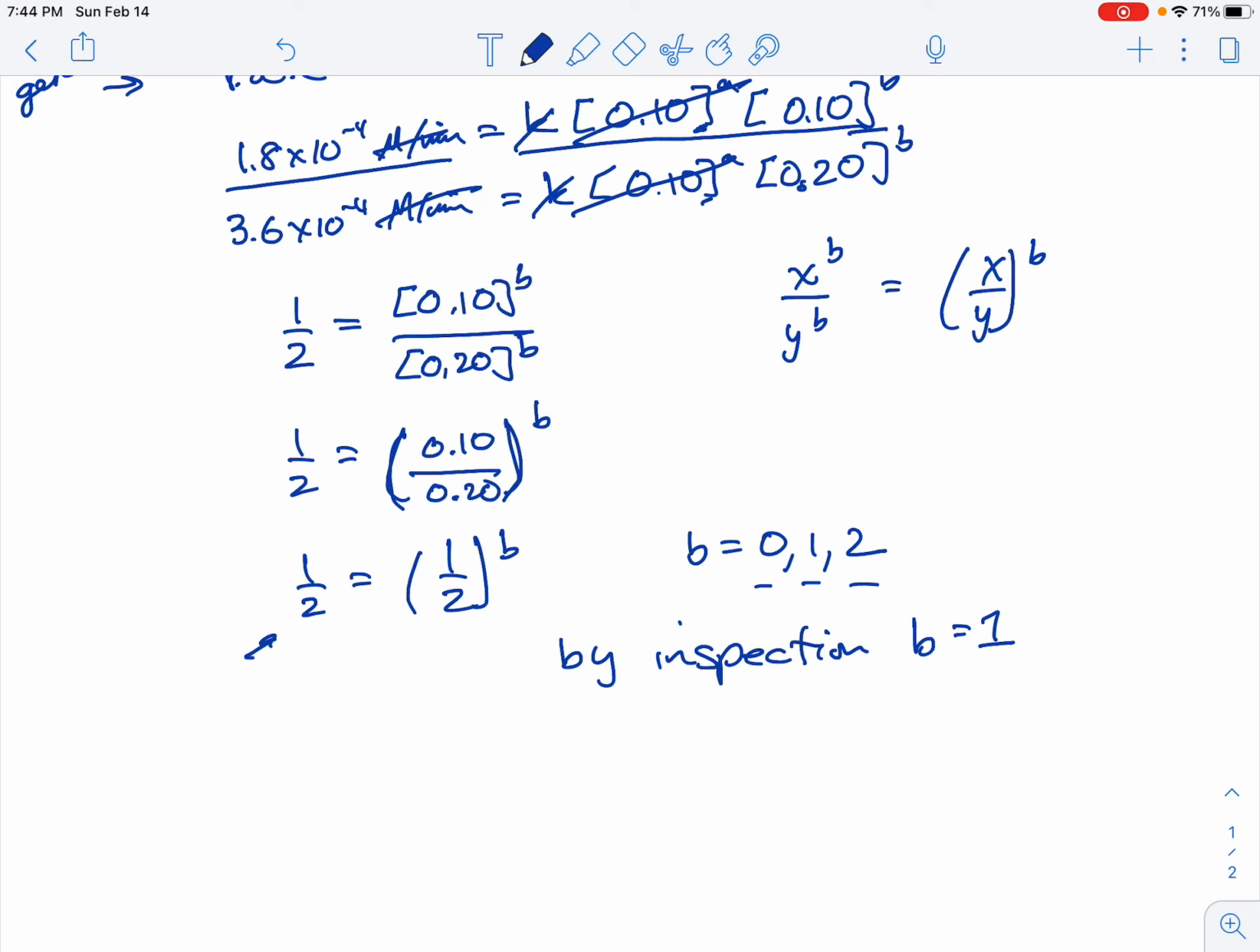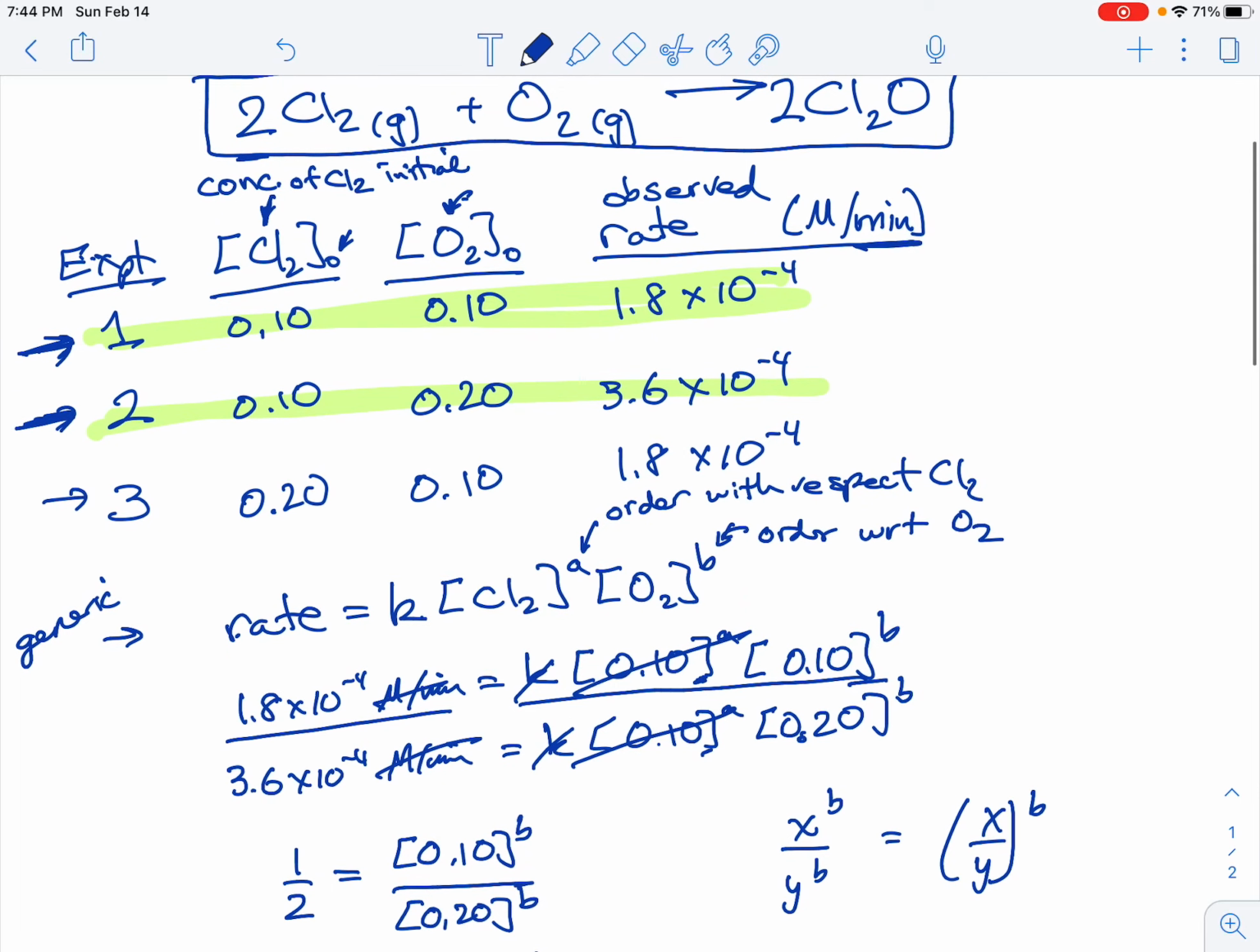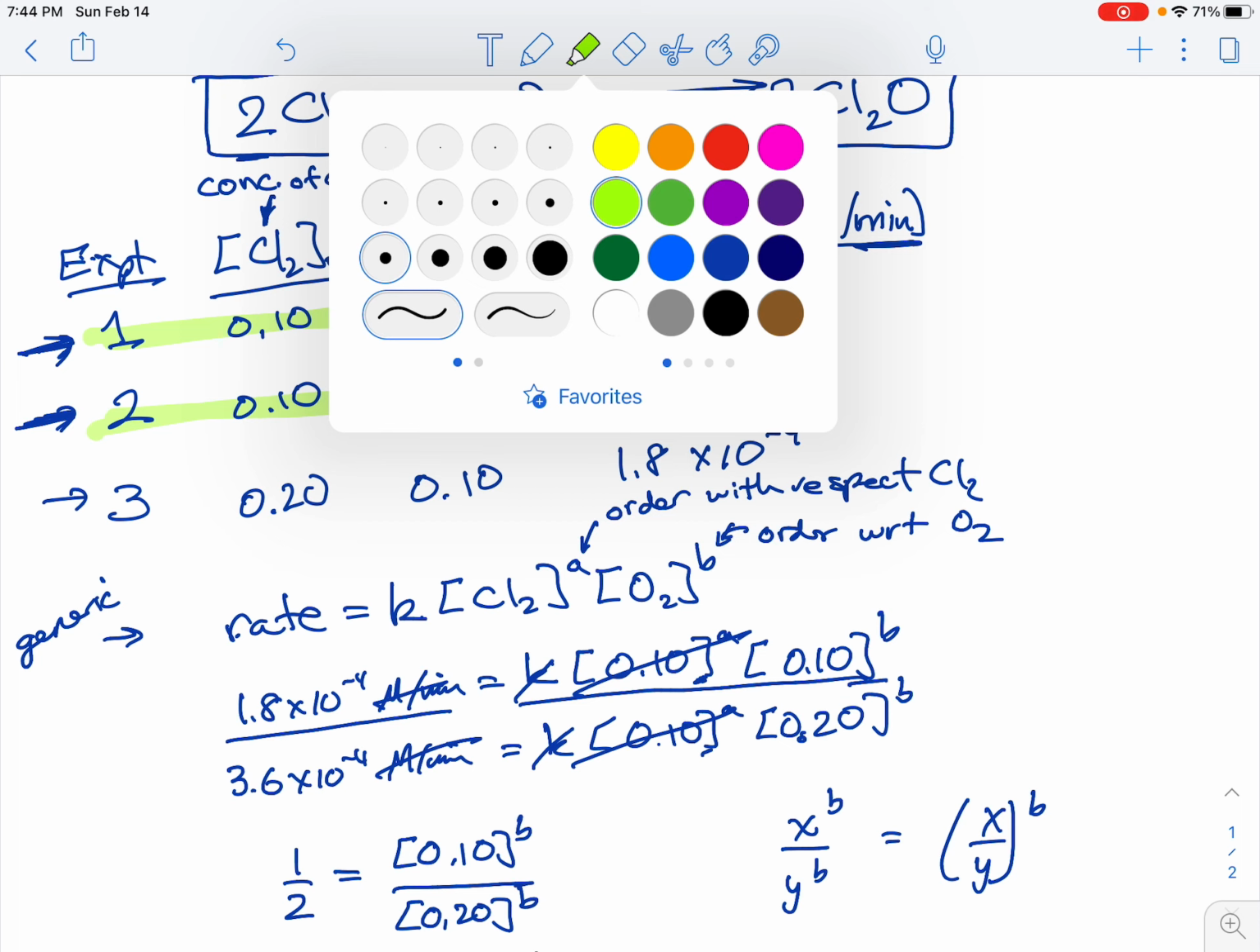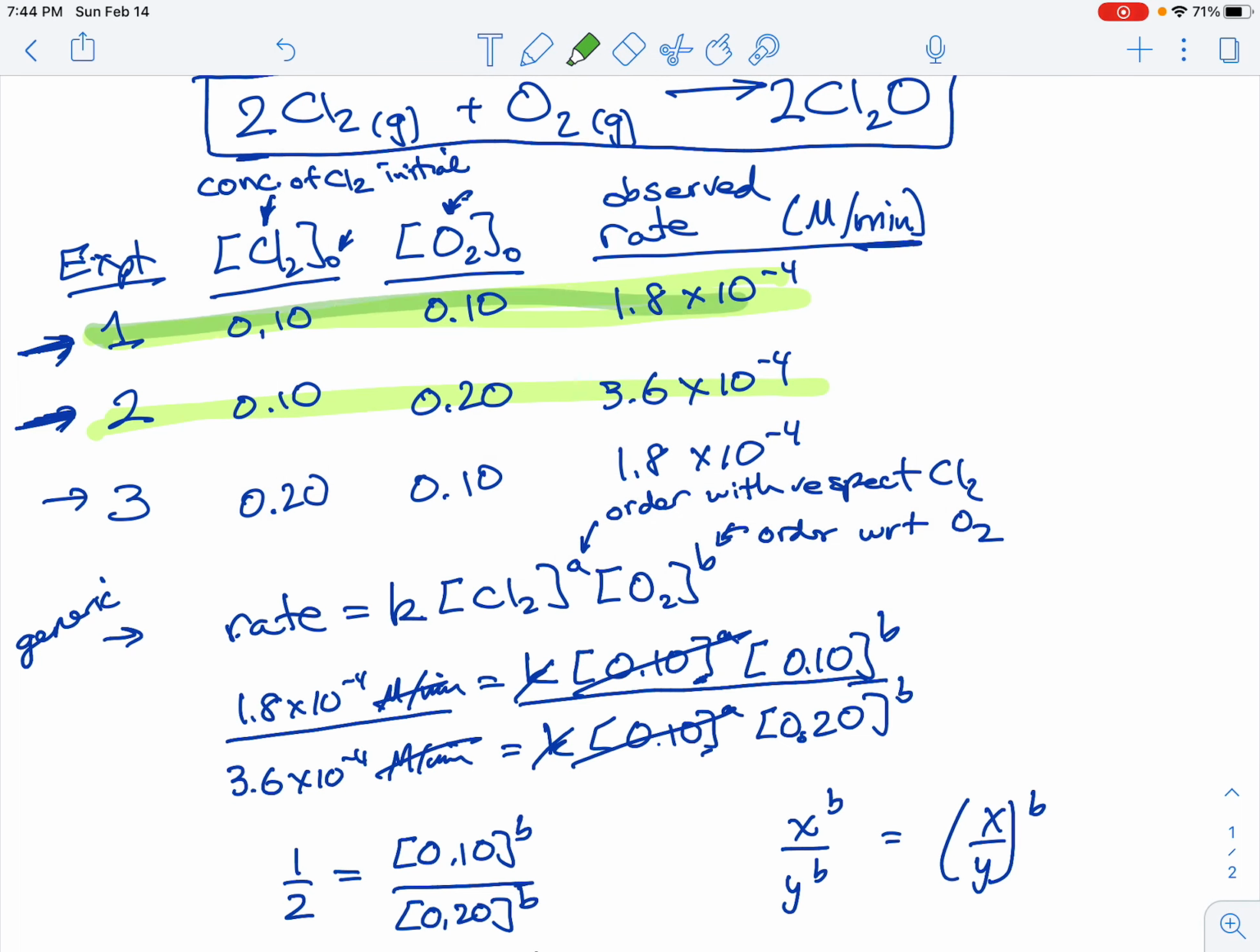So now we're going to come back up here and we're going to take experiment 1 and 3 this time. All right? Now we're going to do experiment 1 with experiment 3. And that's going to help us isolate the order A. All right? So now we're going to plug in.